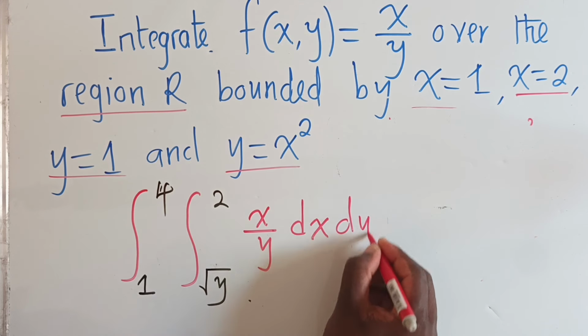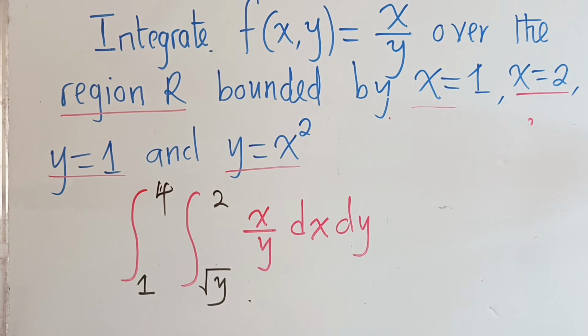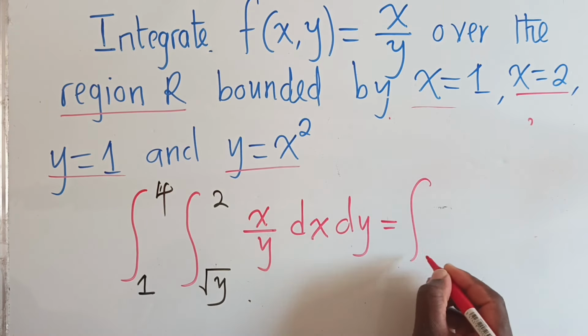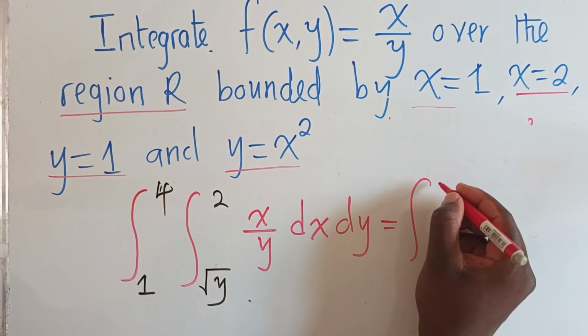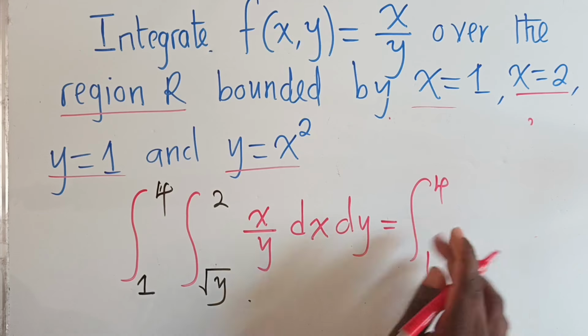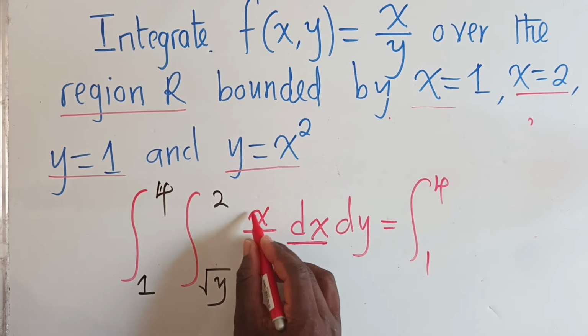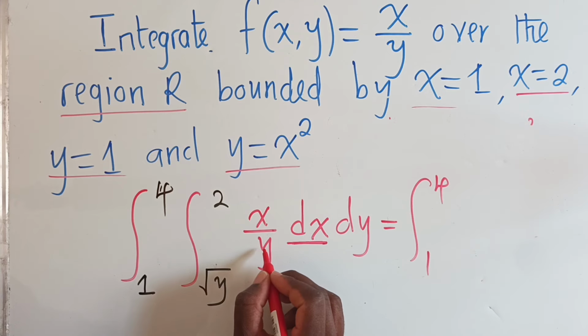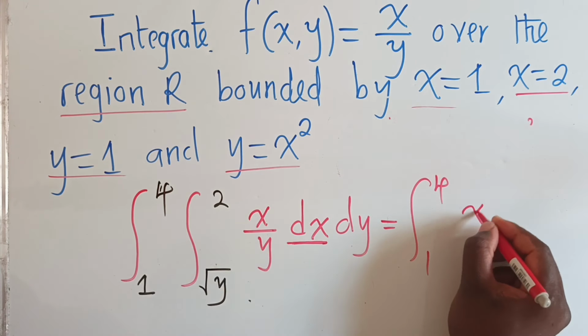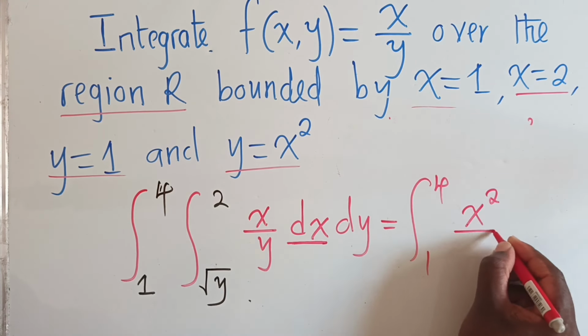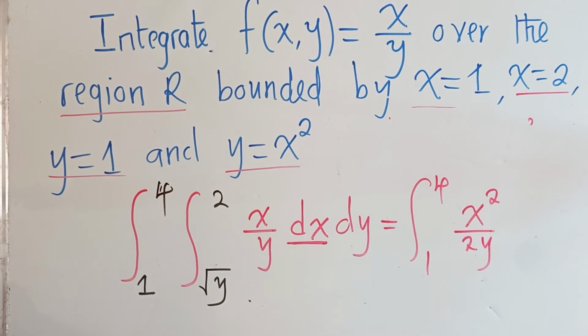So it will be dy, like that, okay? So now we just integrate this. This will be the integral. The lower limit there is 1, the upper limit is 4. In this case, we are respecting x, so we're going to integrate this x. The y will be treated as a constant. So this will be x power 2 over 2, and the y down here.